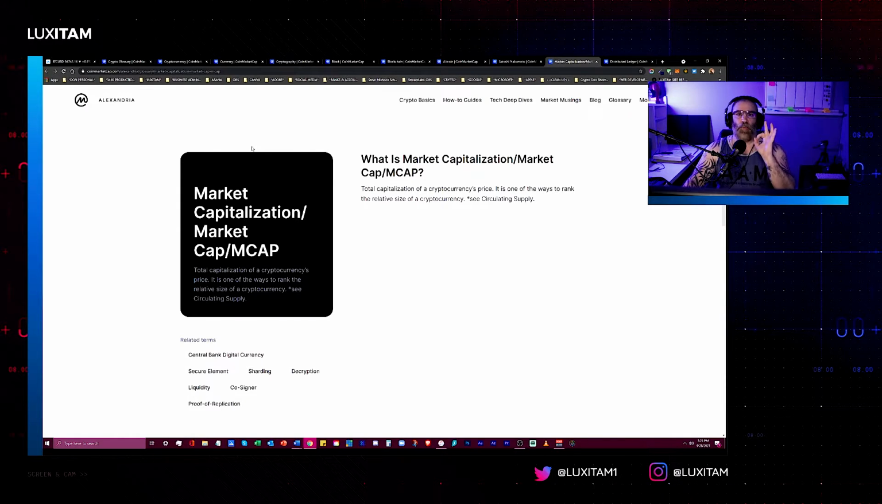Get used to that term, market cap. Total capitalization of the cryptocurrency's price. It is one of the ways to rank the relative size of a cryptocurrency. See circulating supply.